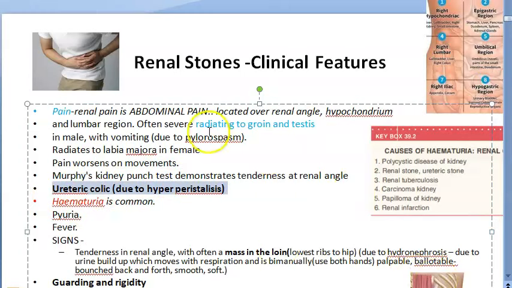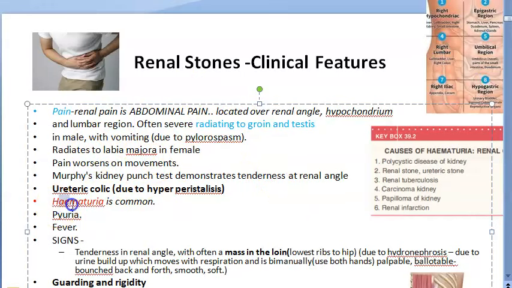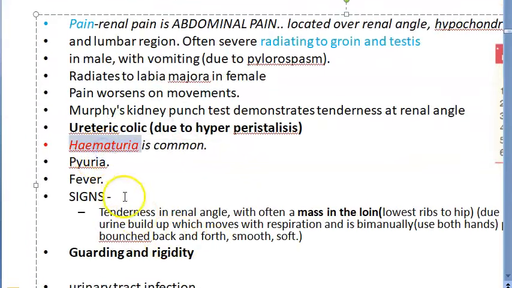Ureteric colic can be there because of hyperperistalsis from your kidney, right? From your kidney what is coming out? The ureter. So there could be ureteric colic because of the hyperperistalsis. Hematuria, there can be blood in the urine. Some of these stones will cause blood in the urine, okay? Pyuria, pus in the urine, especially if it is an infection. Guys, fever can be there, obviously if there is infection, etc.